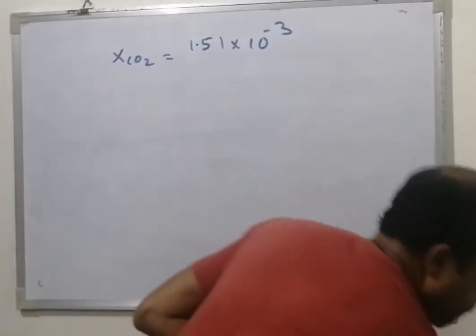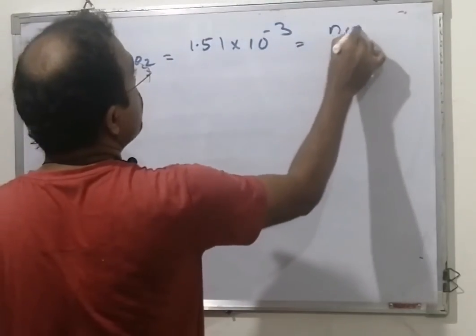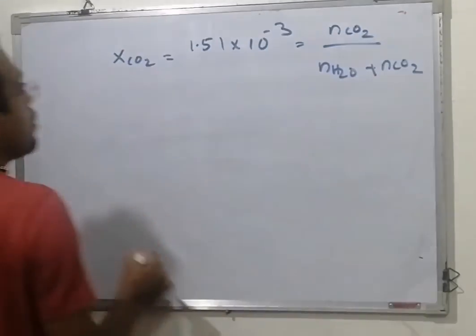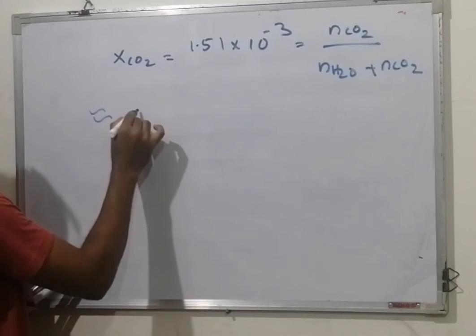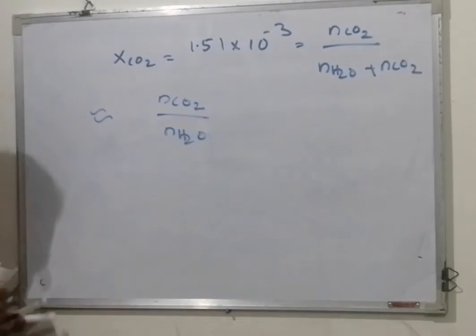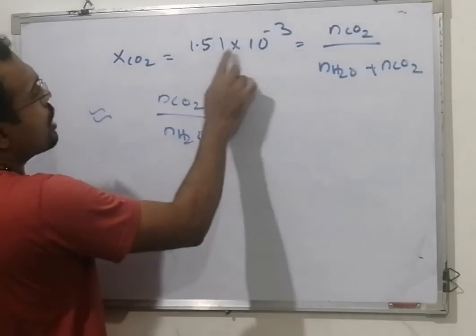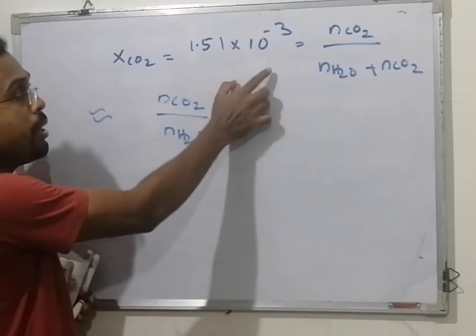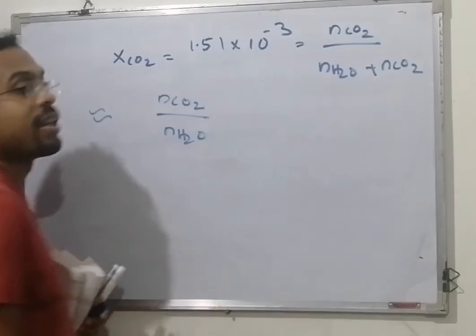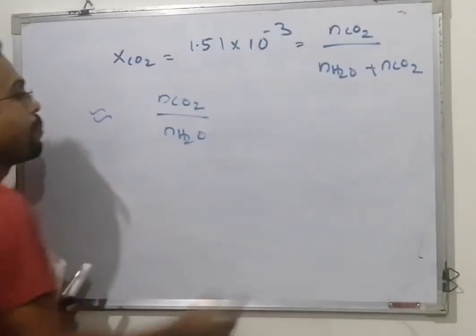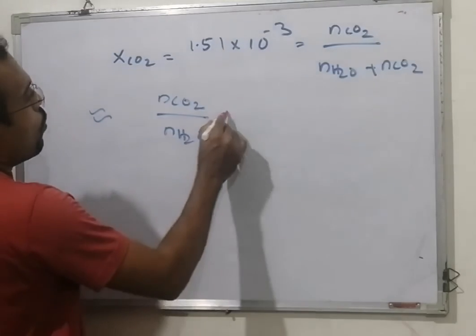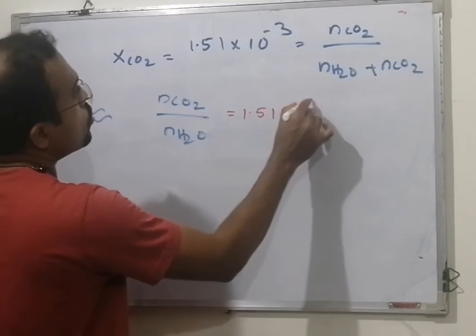This is the mole fraction. It is equal to the number of moles of carbon dioxide divided by the number of moles of water plus the number of moles of carbon dioxide. For convenience, this is taken as the number of moles of carbon dioxide divided by the number of moles of water, because this value is very, very small. The numerator is so small that it can be neglected in the denominator. Therefore, this is equal to 1.51 into 10 raised to minus 3.